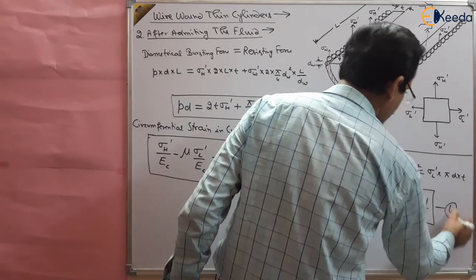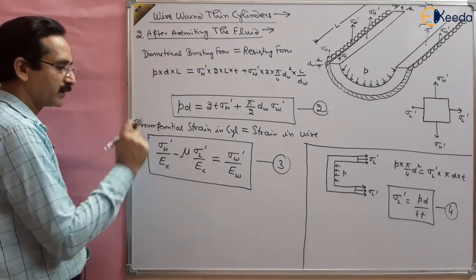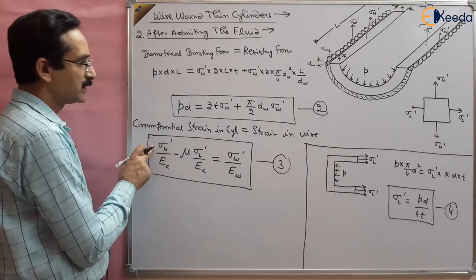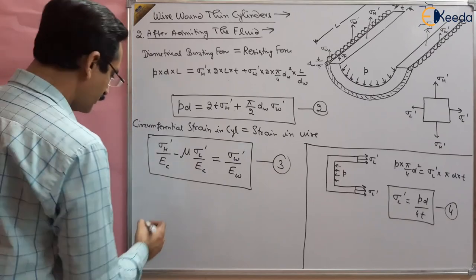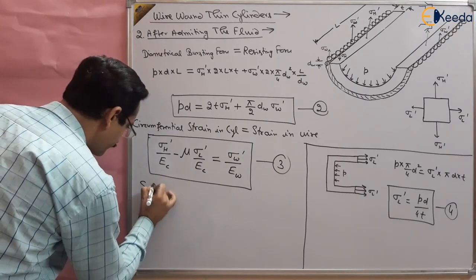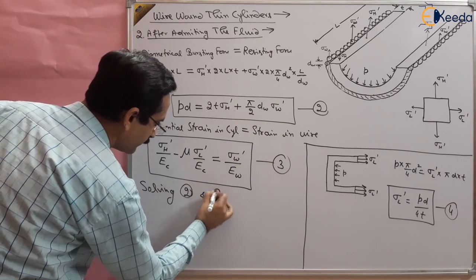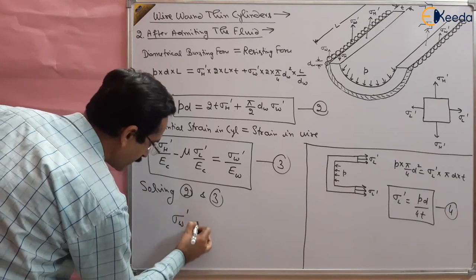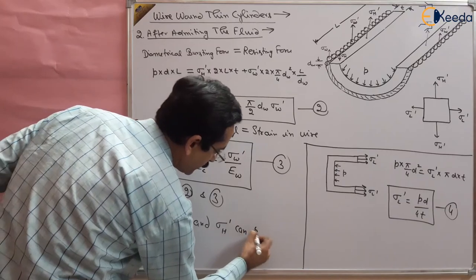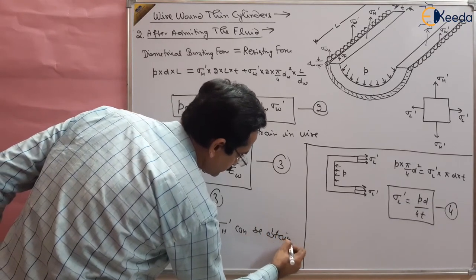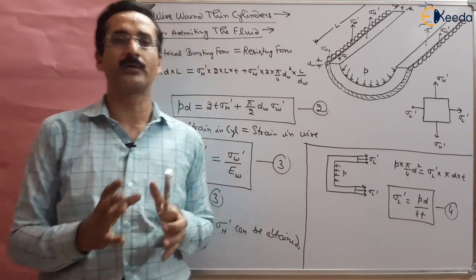So equation number 4 can be used in this equation. We will basically have two unknowns, sigma W dash and sigma H dash, which can be obtained using equation numbers 2 and 3. So solving equations 2 and 3, sigma W dash and sigma H dash can be obtained, right? So this is the concept of wire wound thin cylinders.